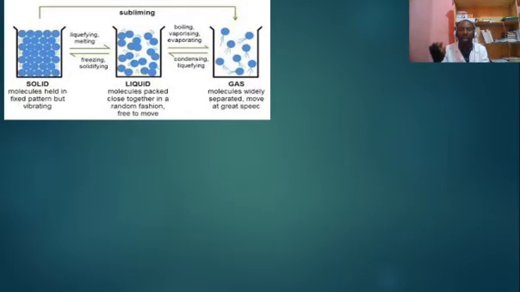When you take camphor and put it in the box of your dresses, you don't see any liquid, but before you open the box of the dress, somebody gets the scent. What is happening? Camphor changes state directly from solid to gas. That process is called sublimation.